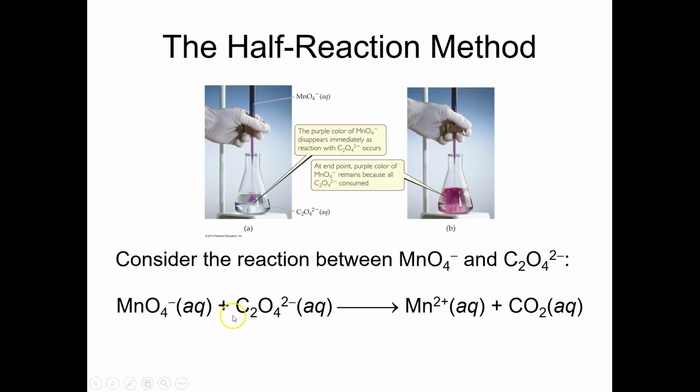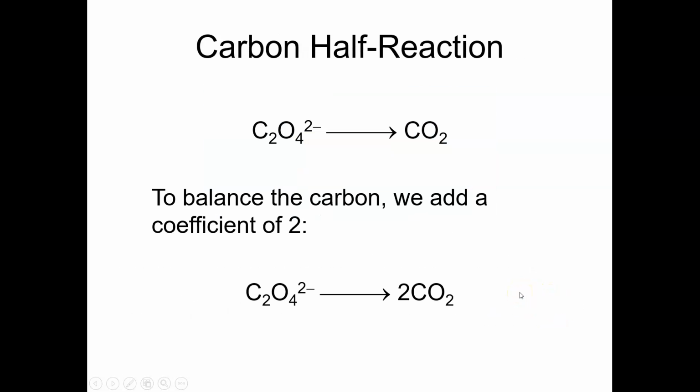The carbon half reaction is simply oxalate, C2O4 2-, going to CO2. And so C2O4 2- going to CO2, step 1 in that hierarchy was we're going to balance anything that's not oxygen or hydrogen. So carbon is the thing here that's not oxygen or hydrogen. I've got 2 on this side and 1 on this side, so I'm going to add a coefficient of 2 so that now I've got 2 carbons on both sides.